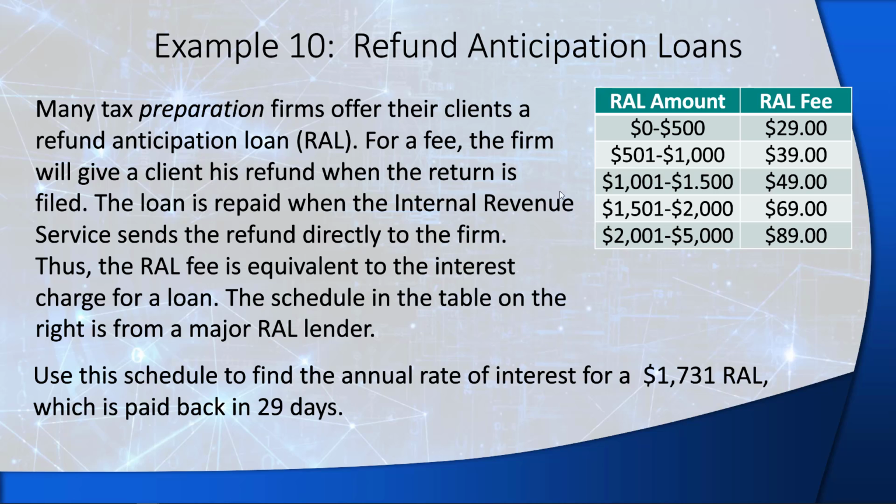And this table right here shows the fee schedule for a certain RAL lender. And we want to use this schedule to find the interest for a $1,731 RAL, which is paid back in 29 days. Okay, well, since the RAL is 1700, we can come to this particular row and we can see that the fee is $69.